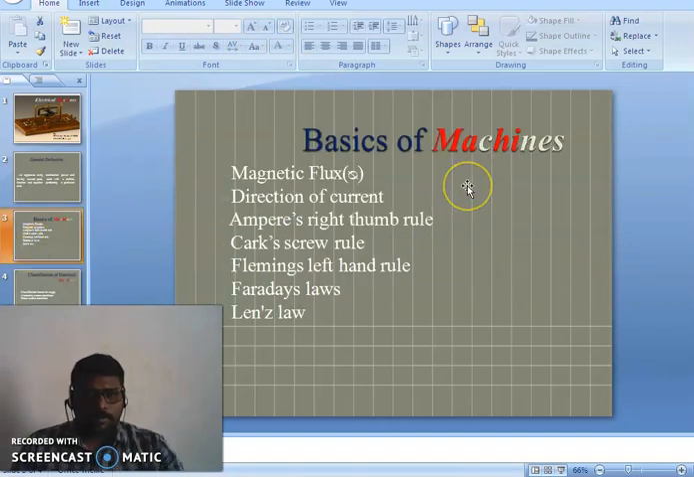Next slide. Okay. Basics of machines. In order to study, understand, construct or implement a machine, we need these basics actually. These are the laws, functions and basic ideas behind the machines: how they work, how they are constructed, how they perform, how they are implemented in specific applications. The first basic idea is magnetic flux. We will come to it later. Second one, the direction of current. Why? If the direction of current is reversed, the working of the machine also gets reversed.